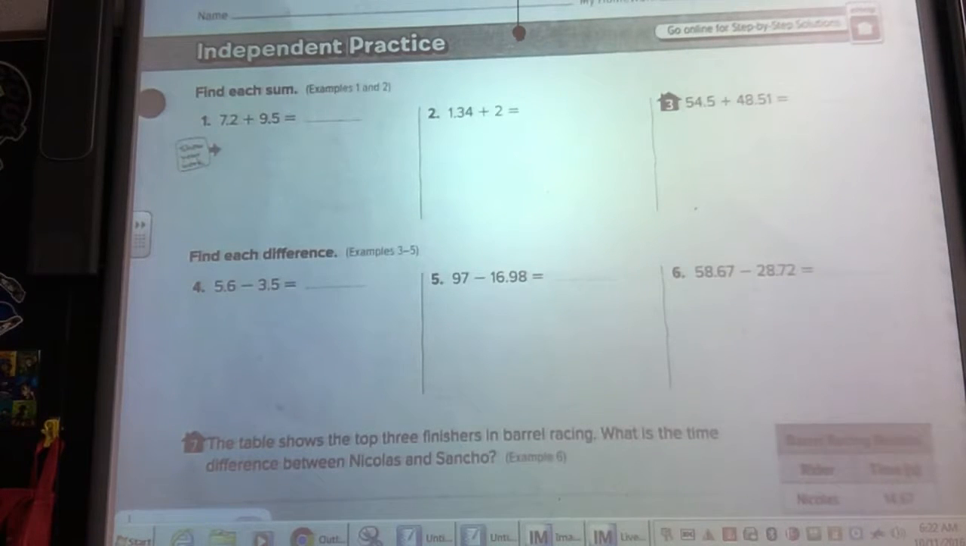All right, remember our objectives today, adding and subtracting decimals. Make sure you line them up. Make sure if you need to add zeros, you add them. And make great choices. Make it a great day.